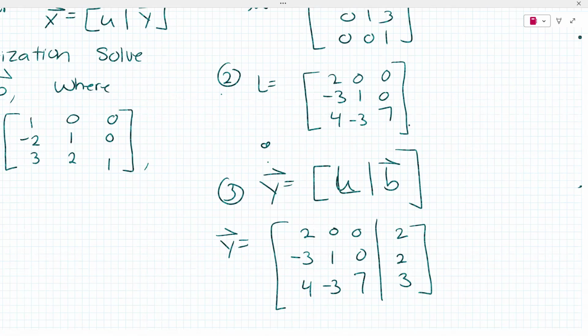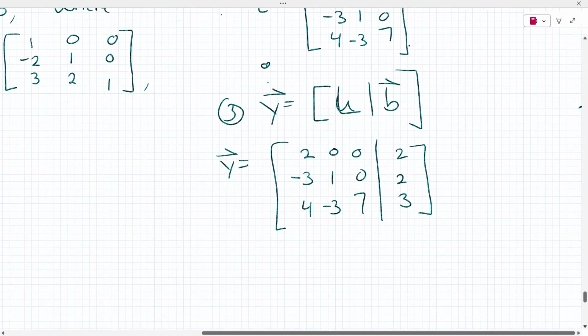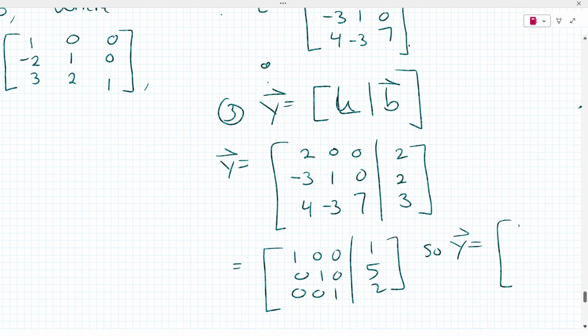And then what you want to do is row reduce, meaning you want the diagonals to be ones and then upper and lower triangles to be all zeros. With the help of a calculator, you're going to get 1, 0, 0, 0, 1, 0, 0, 0, 1, and then augmented with 1, 5, 2. So this is your answer. Vector y is equal to vector 1, 5, 2. Okay, so that is how you solve a system of linear equations using LU decomposition.